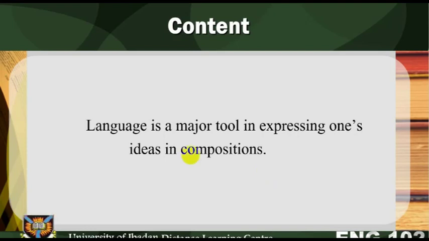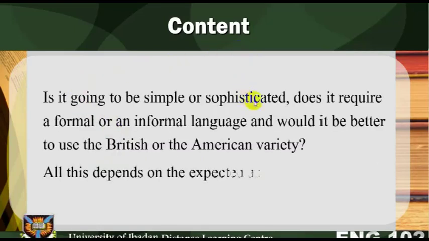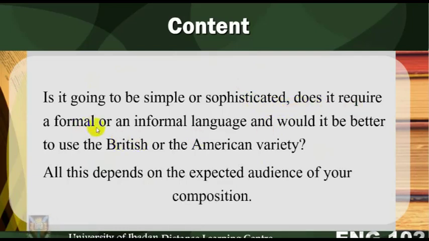Language is a major tool in expressing one's ideas in compositions. The better one is at using the language, the easier it is for readers to understand and appreciate one's ideas. The first step in using the English language is to decide on the nature of the composition. Is it going to be simple or sophisticated? Does it require a formal or an informal language? And would it be better to use the British or the American variety? All this depends on the expected audience of your composition.